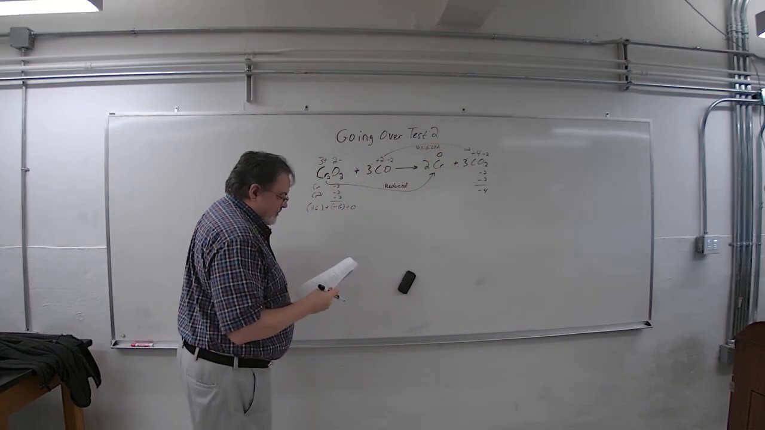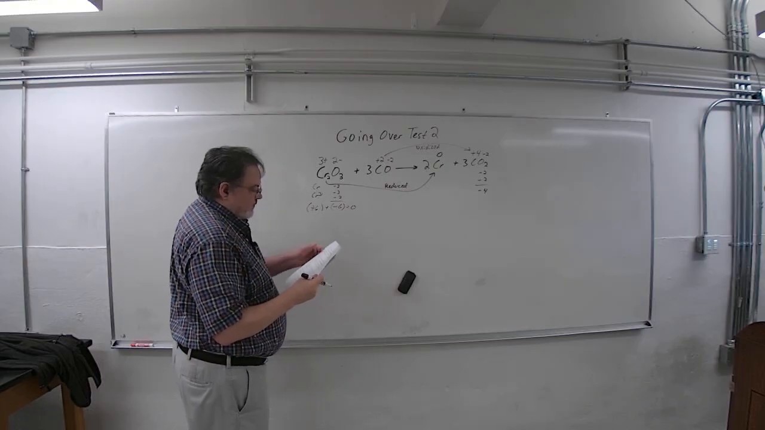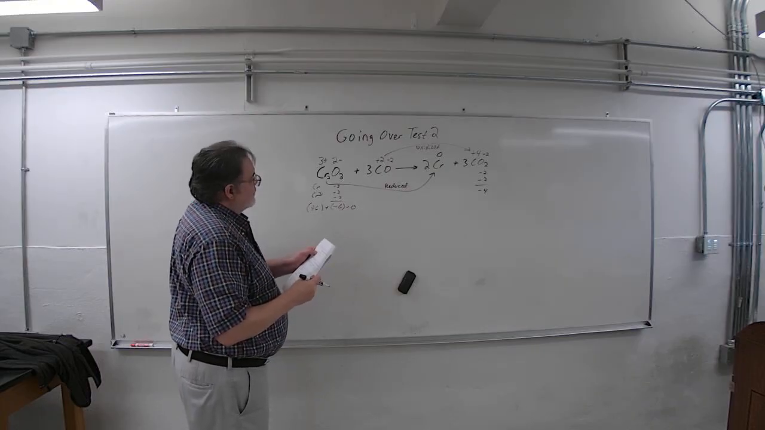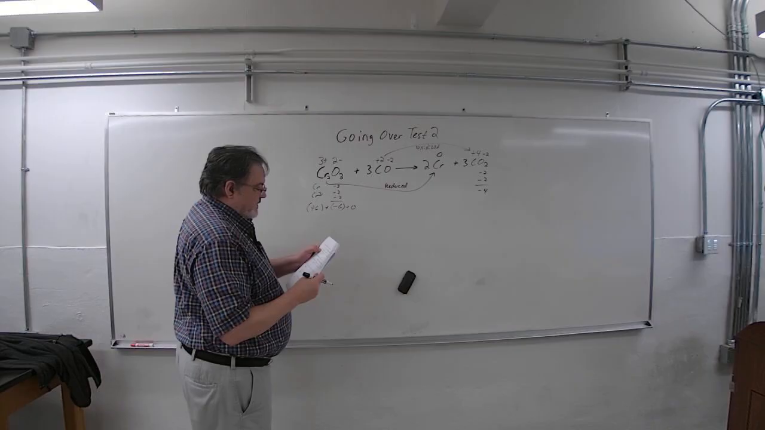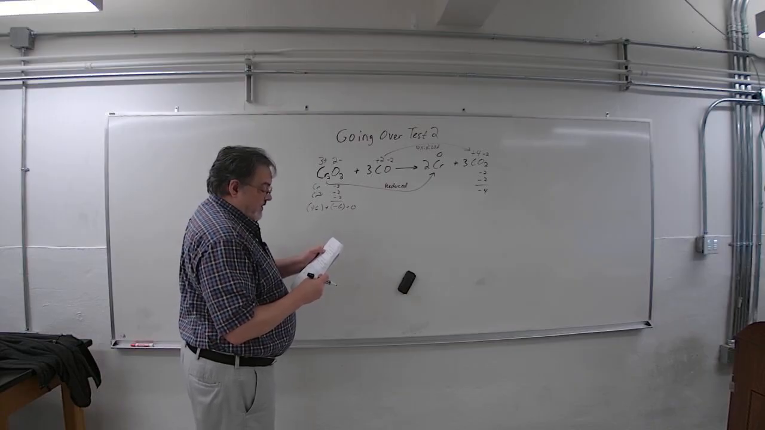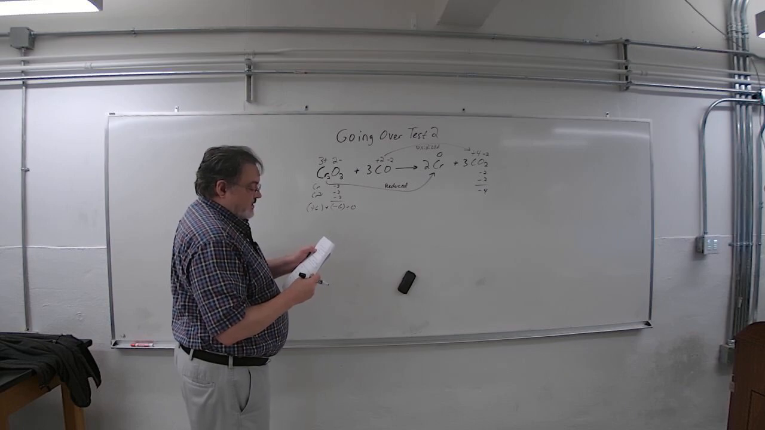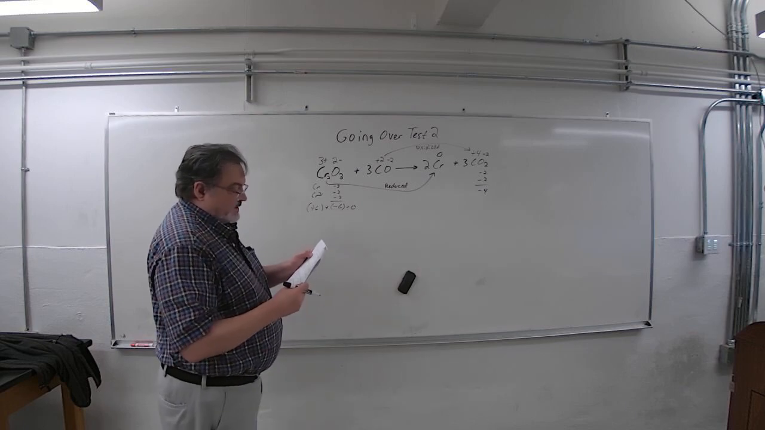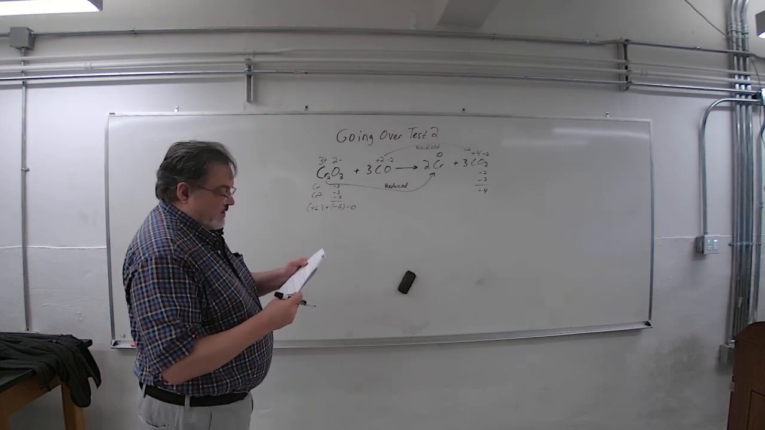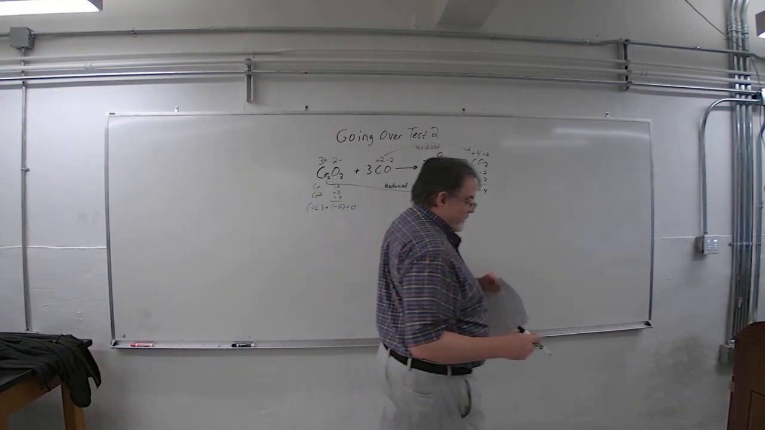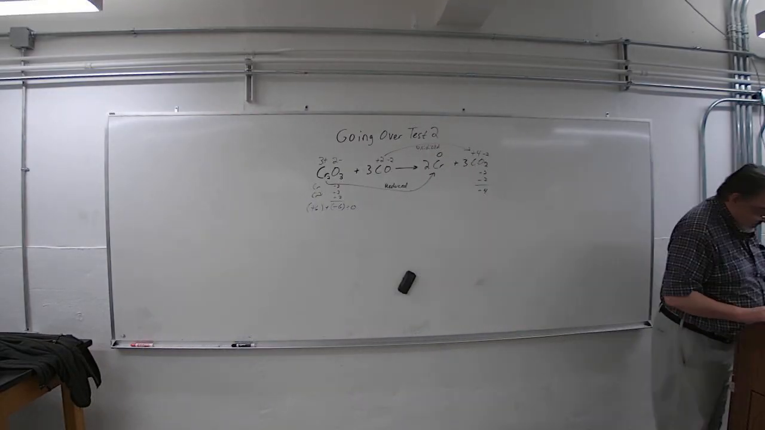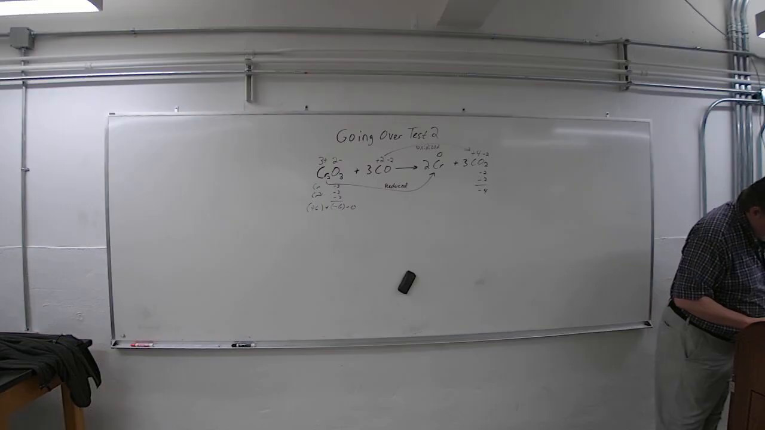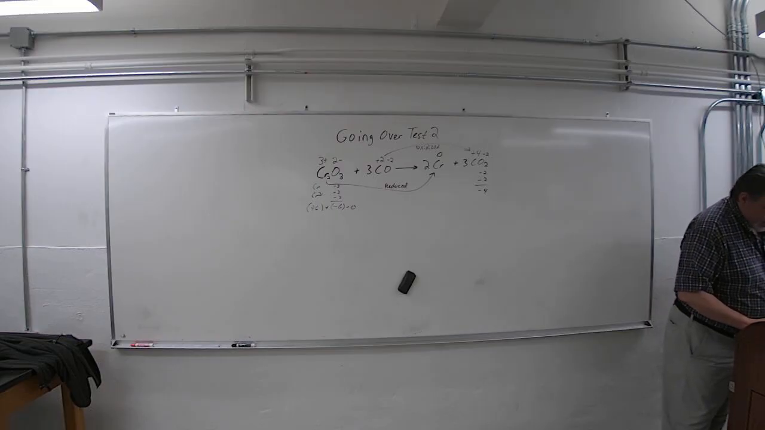So chromium is being reduced, carbon is the reducing agent. So it's A and C. A and C, so they have E there.